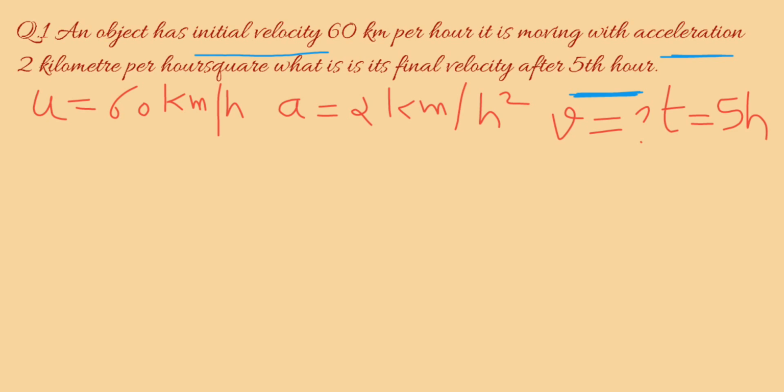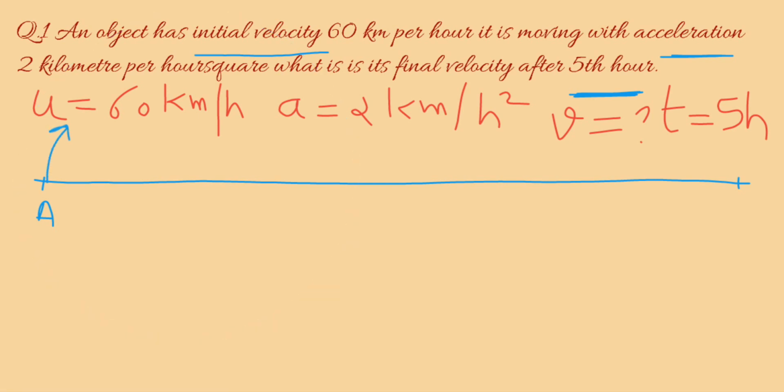Now see student, I am drawing this line. You can watch, I am drawing this line every time. See, it is point A, and at point A our initial velocity is 60 kilometer per hour. Now if the question is saying our acceleration is 2 kilometer per hour square, what do we understand by this word? In the previous video I emphasized the concept of acceleration.